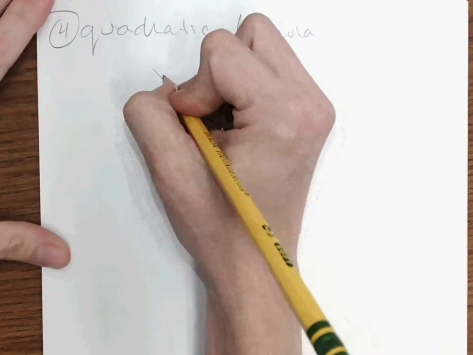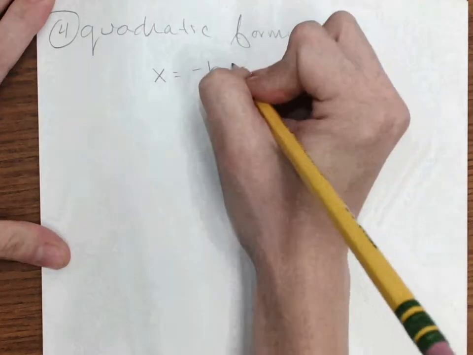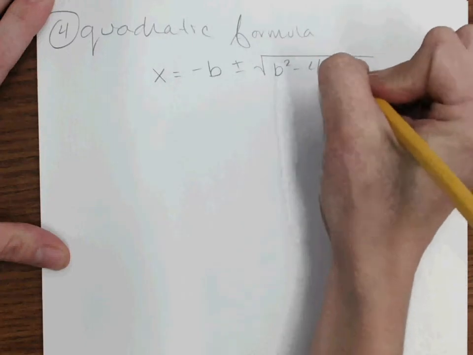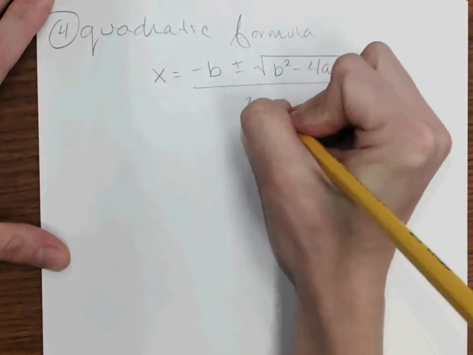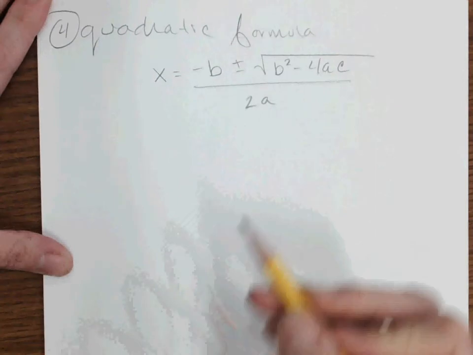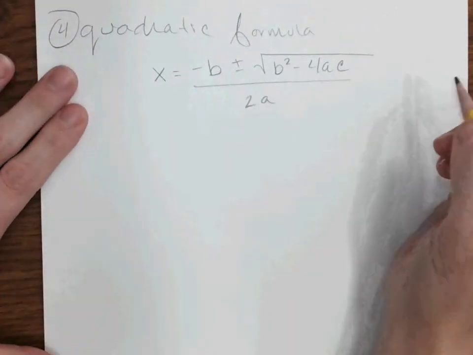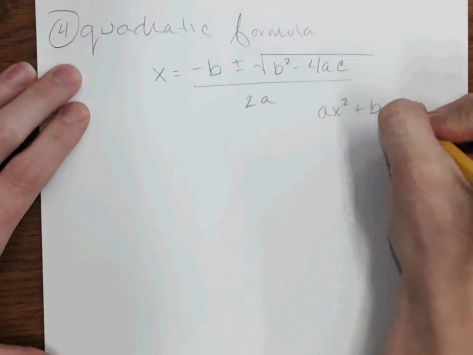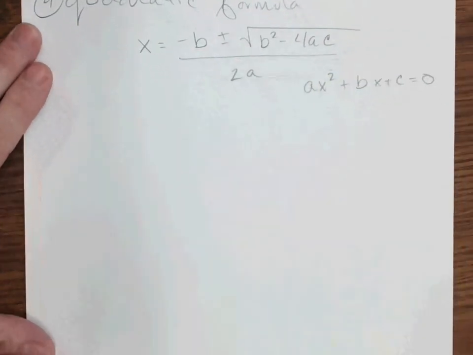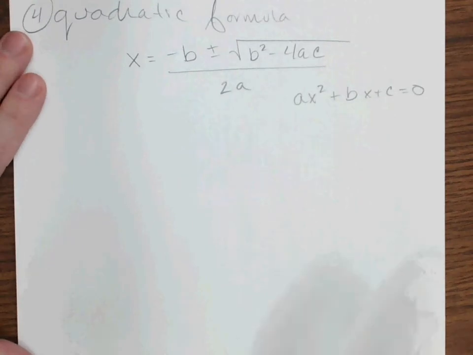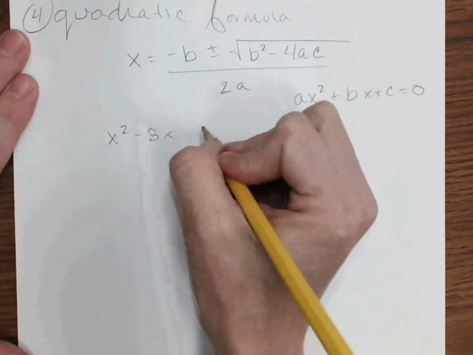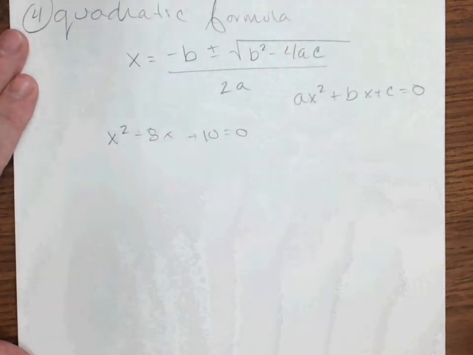So remember, the quadratic formula is negative b plus or minus the square root of b squared minus 4ac, all over 2a, right? And remember that if I have a quadratic equation, it's in this form, ax squared plus bx plus c equals 0. That's that standard form, right? So I'm actually going to solve the one that I solved previously using completing the square. I've got x squared minus 8x plus 10 equals 0.